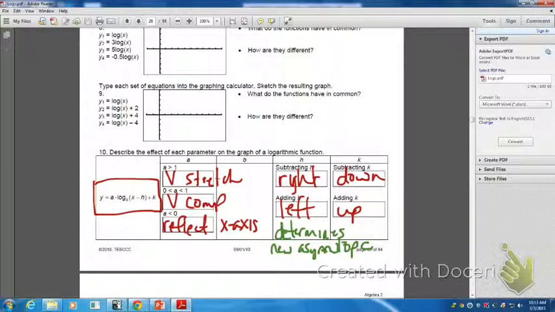The new asymptote. Now on our exponential, it was the K that was important, right? It was the K that determined your new asymptote. In this case, since they're inverses, it's the H that determines the asymptote. Any questions on those? We're going to practice them. Okay.